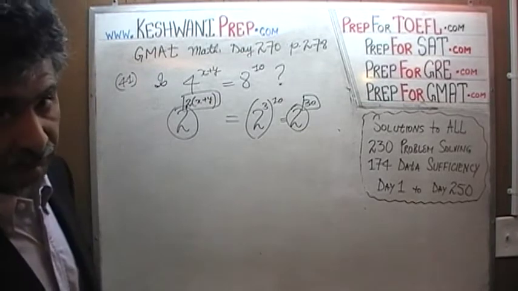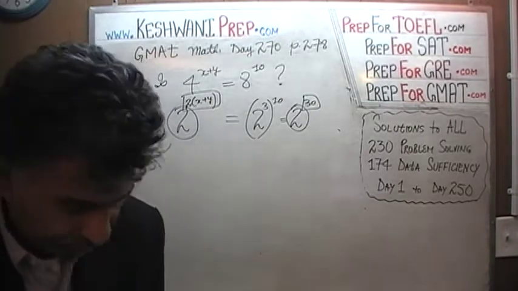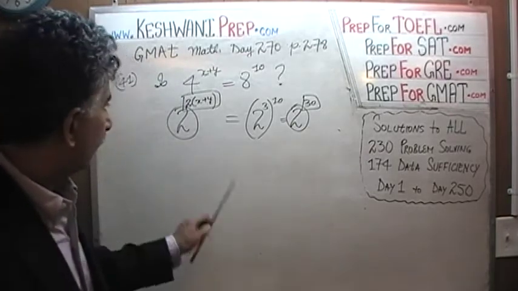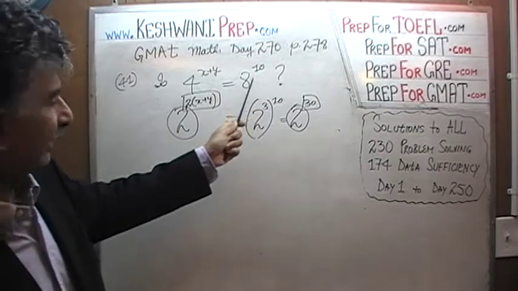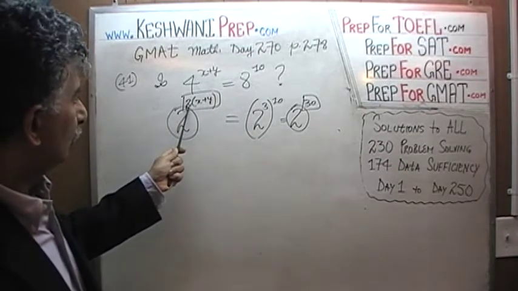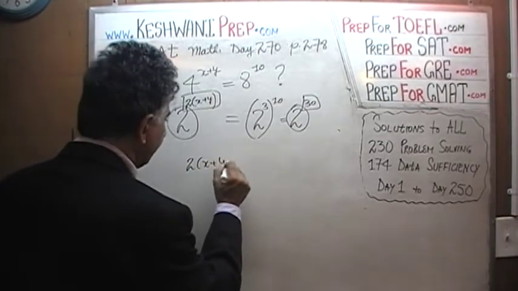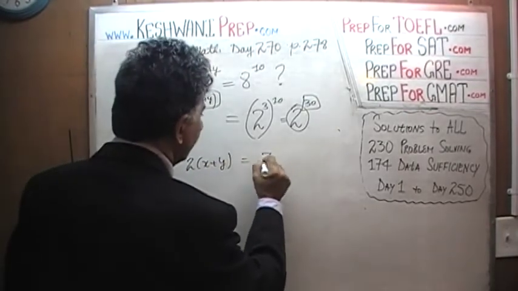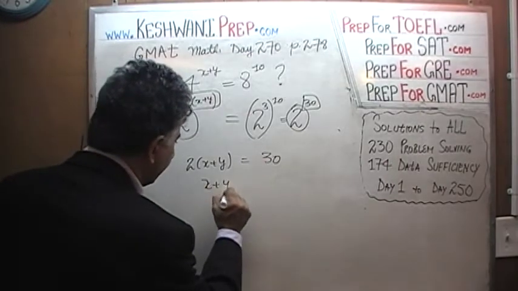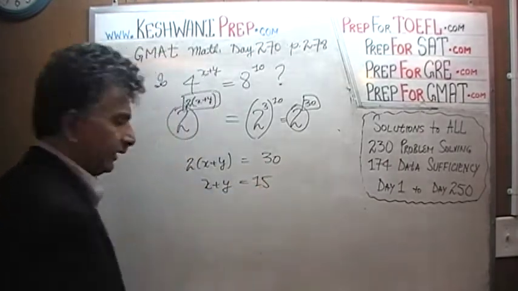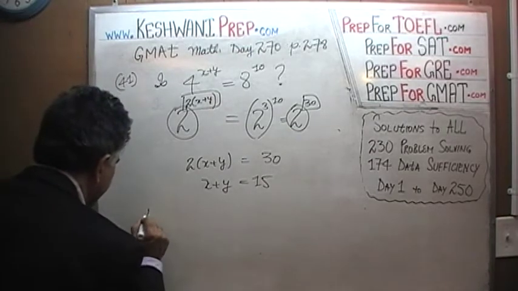So essentially what they're asking here is, when they ask us, is 4 raised to x plus y equal to 8 raised to 10, essentially what they're asking us is, is 2 times x plus y the same as 30? Which of course is same as asking, is x plus y same as 15? That's what they're asking. Let's see what they give us in the first statement.